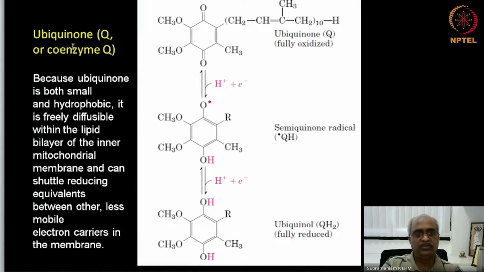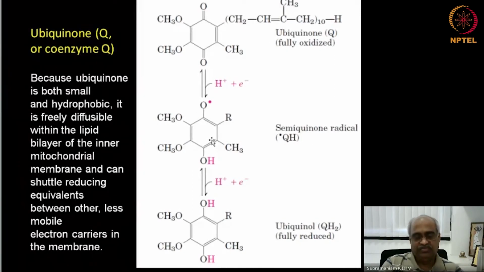The quinone name comes from these ketone groups. It can accept one electron and one proton and get reduced to semiquinone, a free radical version. It is not very stable compared to the fully oxidized or fully reduced form. Then it can accept another electron and another proton and get fully reduced to the alcohol form, ubiquinol.